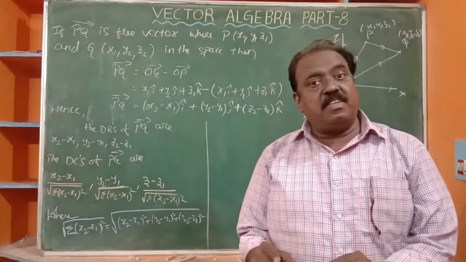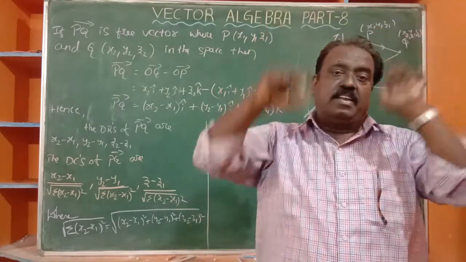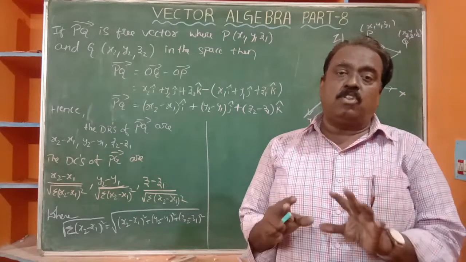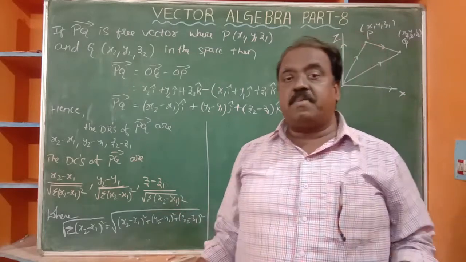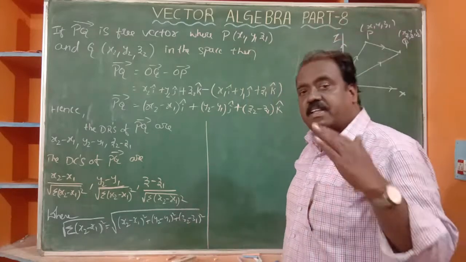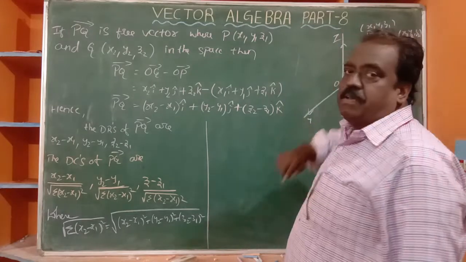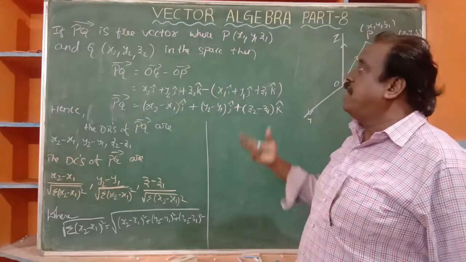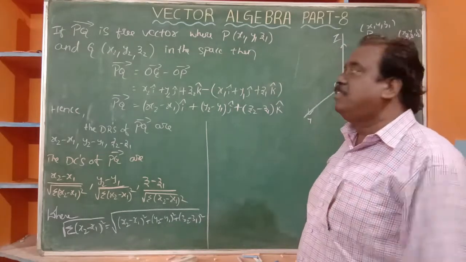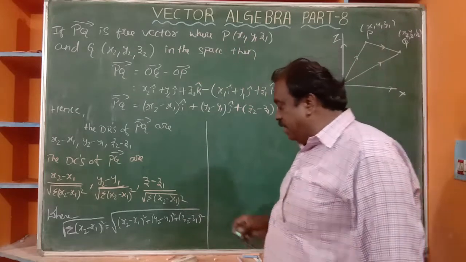Free vector means it is nowhere connected with the horizon. It is free from the horizon. The initial point and terminal point are both not at the horizon. It is independent of the horizon. That is why it is called a free vector. That concept is a different one. For any free vector PQ bar, can you find the DRs and DCs? Certainly. You see, let PQ bar be a free vector.